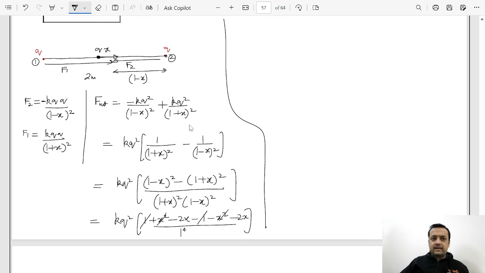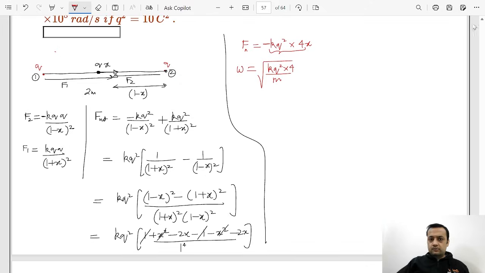So what is the net force we are getting? Okay, F net becomes kq square into minus 2x minus 2x, that means minus 4x. Okay. So that means the force is proportional to x and it is restoring in nature because here you can see a negative sign. So now we can say that angular frequency, which is what we have to find, will be root of force constant upon m. So this is the force constant, kq square into 4, upon the mass.